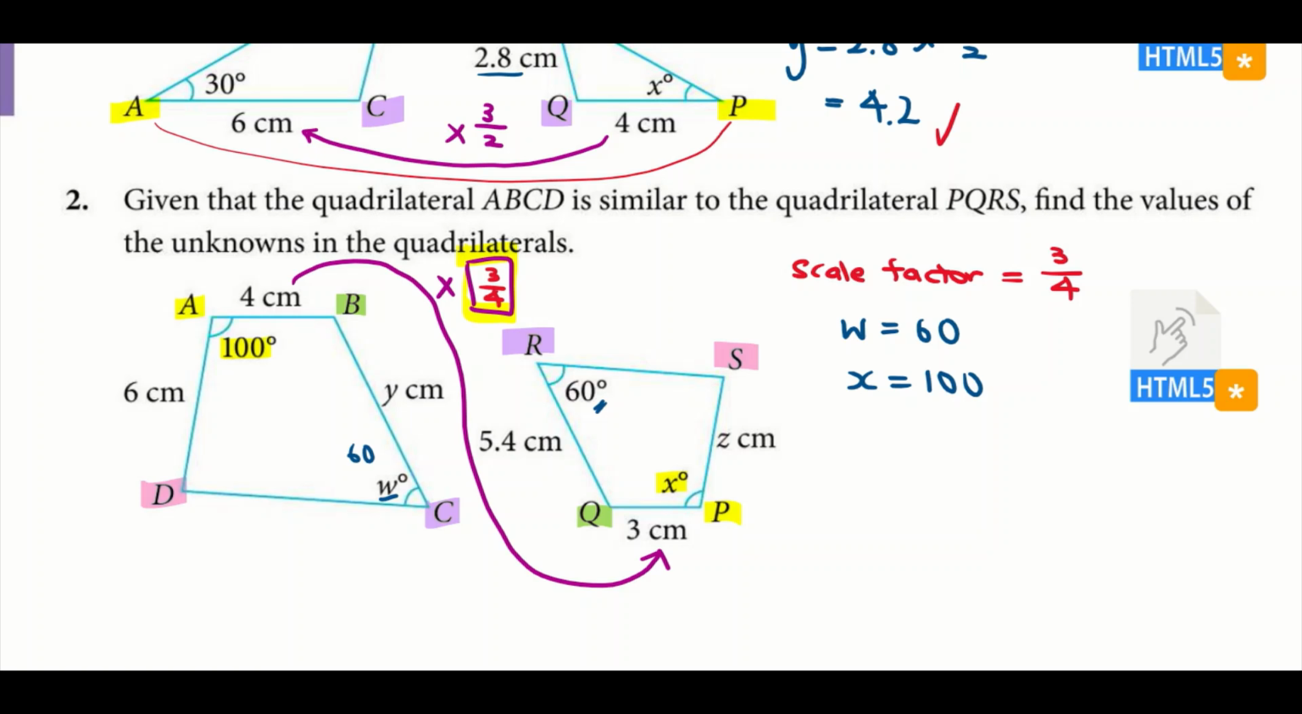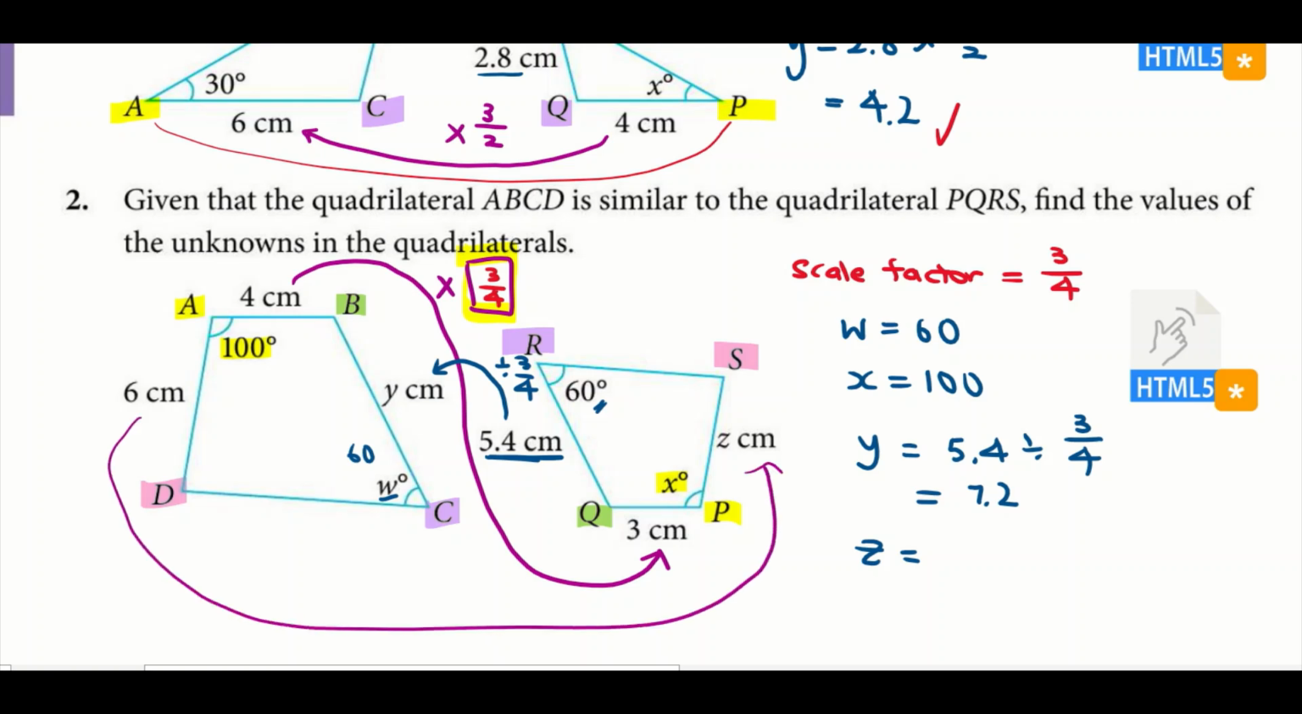And now to find the rest of my lengths, Y and Z. To get Y, I need to look at the corresponding length, which is 5.4. 5.4 corresponds to the length Y. To get from the small to the big, I need to divide by the multiplier 3 over 4. So Y is 5.4 divided by 3 over 4, which will give me 7.2. And now to find Z, which corresponds to the length 6, I can use the multiplier times 3 over 4. Hence, the answer is 6 times 3 over 4, which will give 4.5.